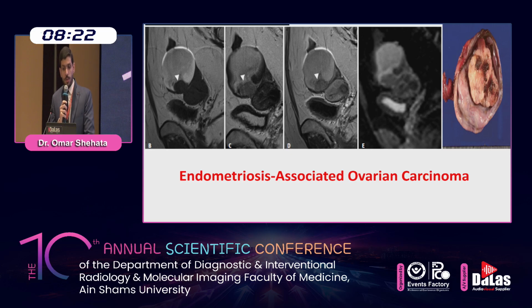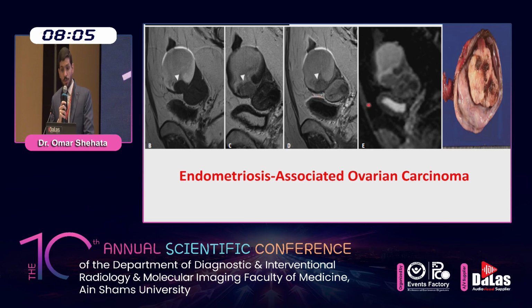Early detection of malignant transformation is important because clear cell carcinoma is chemotherapy resistant. The three key MRI findings for endometriosis-associated ovarian carcinoma are: the most sensitive one was emergence of an enhanced mural nodule within the ovarian endometriotic cyst.